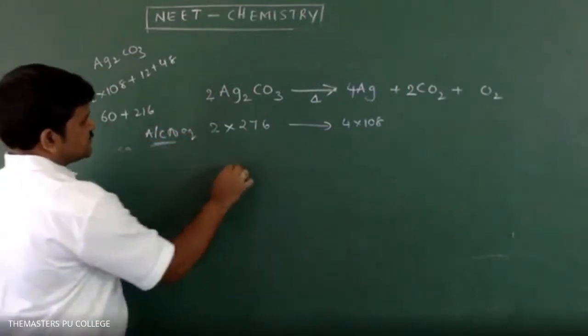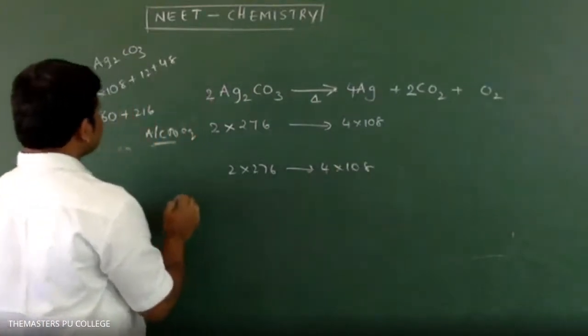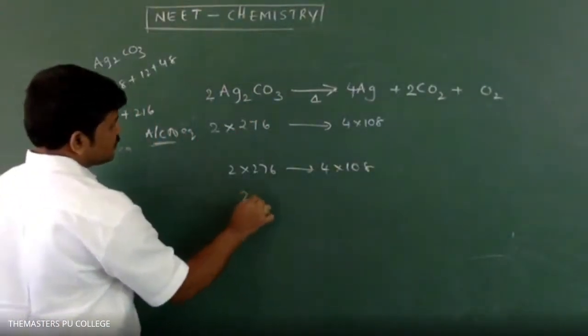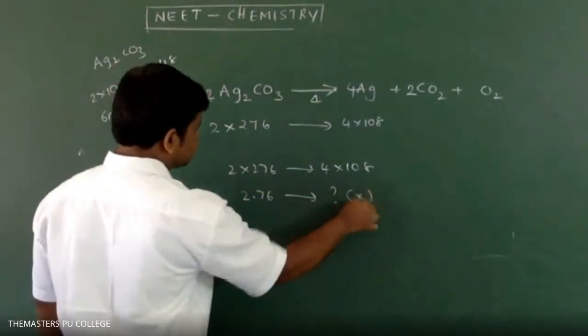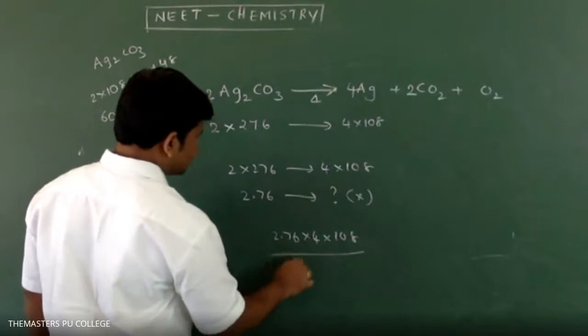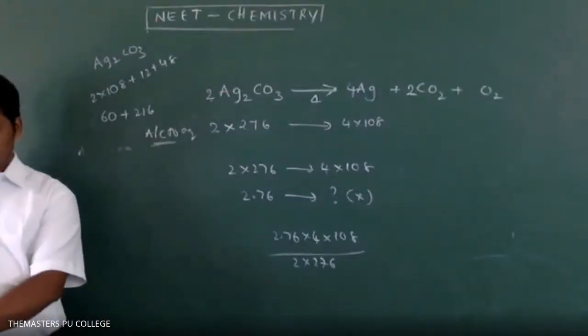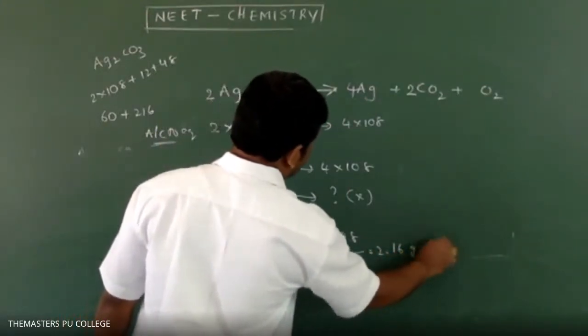Next. If you take this much weight of Ag2CO3, 2.76, how much Ag, the residue, are we getting? 2.76 into 4 into 108 divided by 2 into 276. Sir, 2.16. You have marked 2.16. So 2.16 grams of silver.